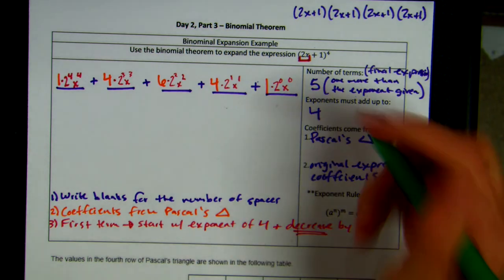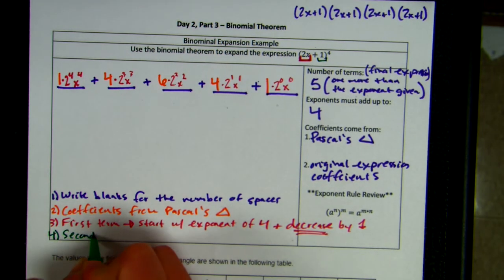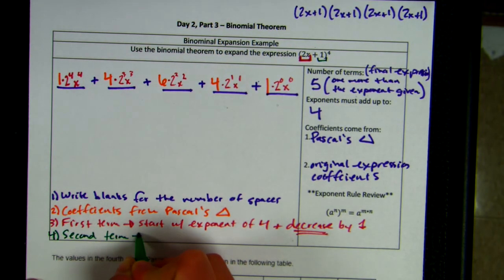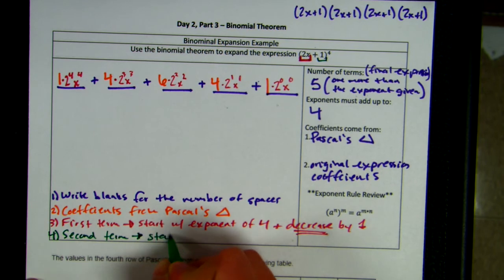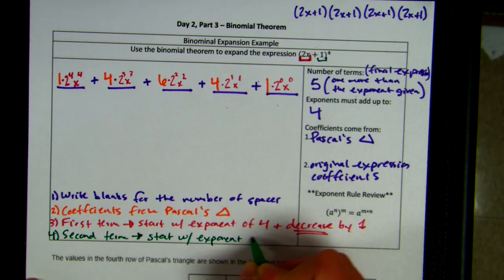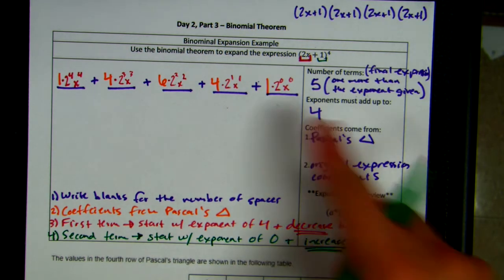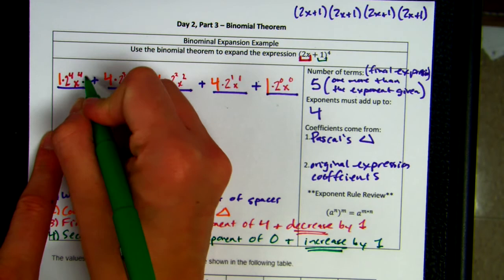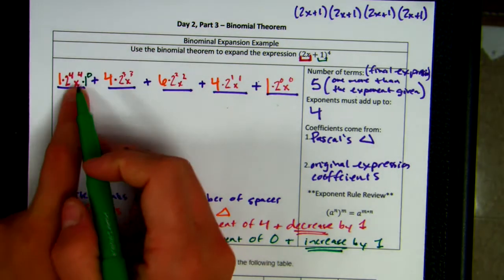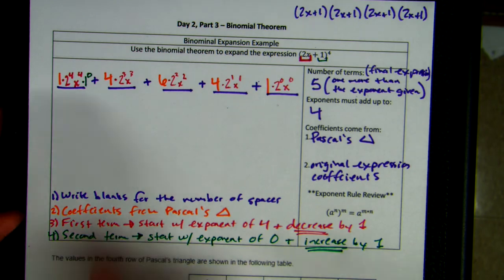My second term here is the 1. I then am going to take my second term, but this time I'm going to start with an exponent of 0 and increase by 1 each time. Okay? So I would start with 1 to the power of 0. Now notice here that color-coded, my exponents add up to 4.